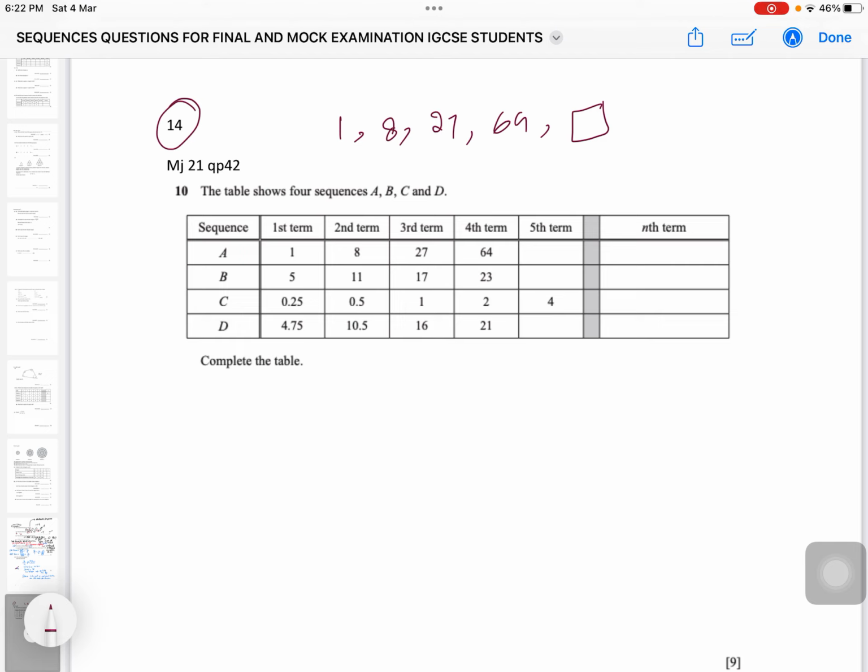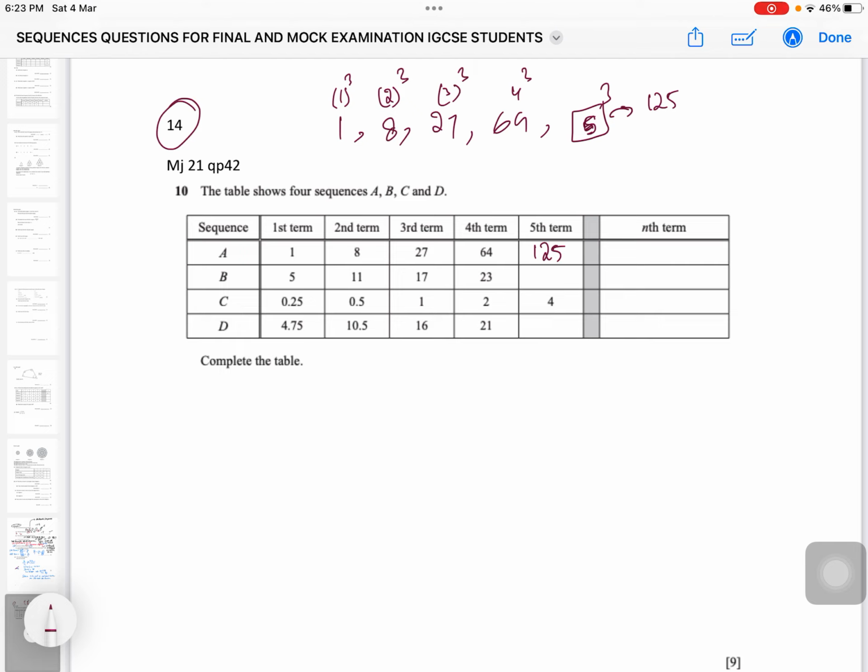Look, it's very simple, very easy. 1 power 3, 2 power 3, 3 power 3, and 4 power 3, and it's what? 5 power 3. 5 power 3 is 125. So this comes 125. Now, what's the nth term?